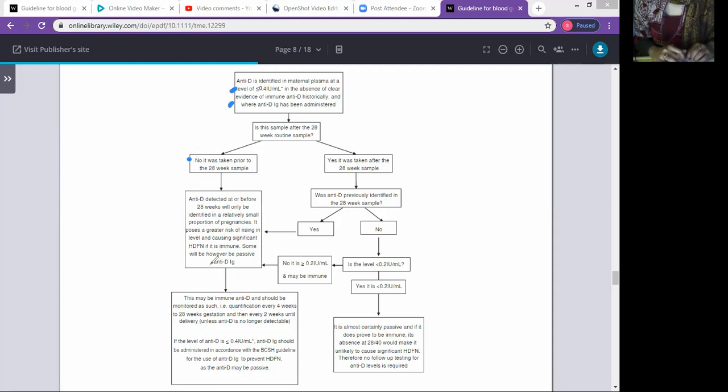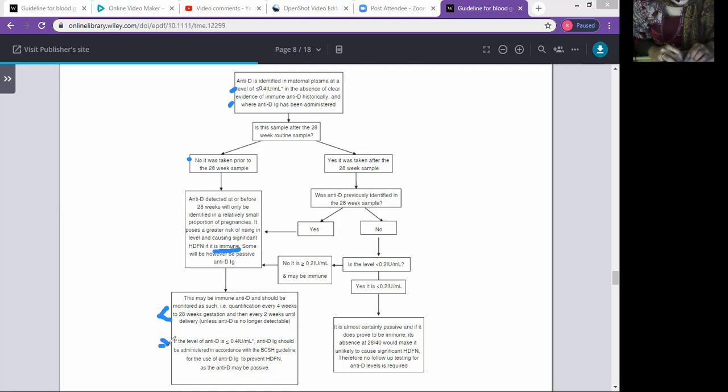But just to be on the safe side, we will treat it as immune. So these are the cases that need to be treated as immune if they are positive. Even though most of them may be passive, they may be immune, and they should be monitored as such. The monitoring should be done 4 weekly until 28 weeks and 2 weekly until delivery. And these should then be treated as immune as well.